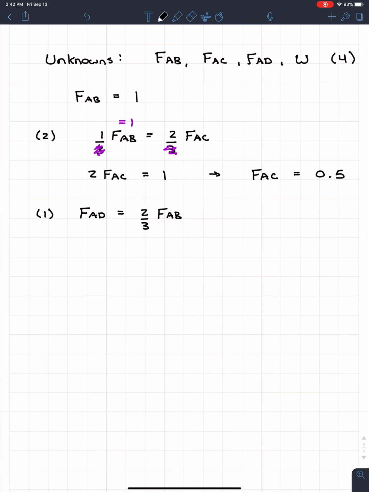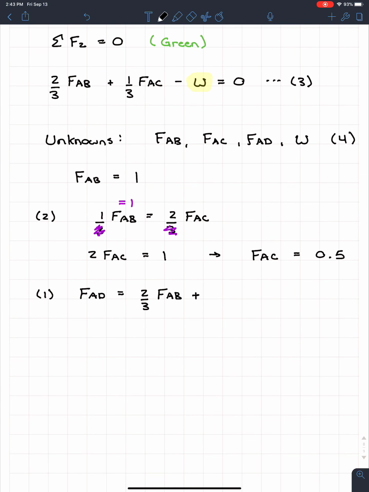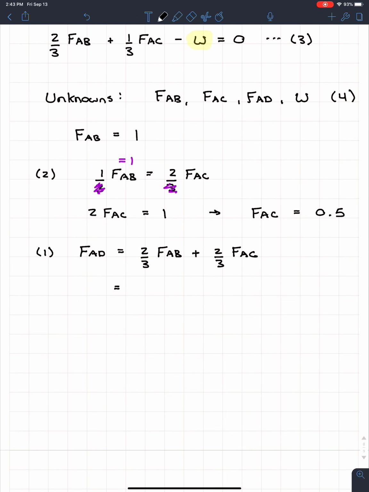The other one was negative 2 if I recall. So yeah, minus 2 over 3 FAC. So this one's going to be plus 2 over 3 FAC. And that's it. So what we can do is we can sub numbers in. So we're going to have 2 over 3, and FAB we say is 1 plus 2 over 3, and FAC we said is 0.5.